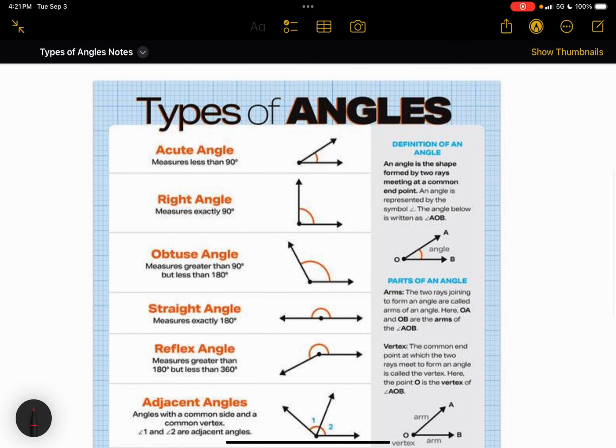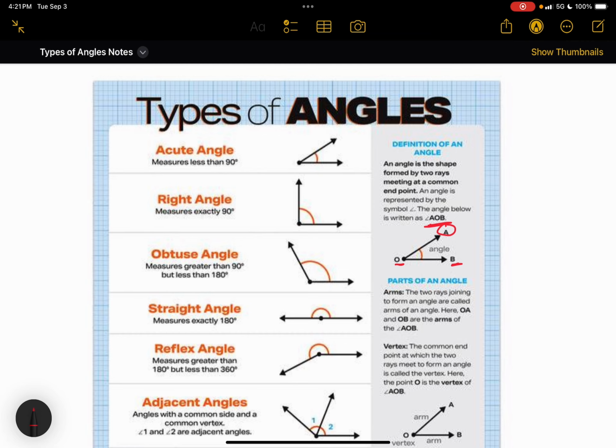So the definition of an angle is the shape formed by two rays meeting at a common endpoint. Please take note of how we write angles. So we start with an endpoint right there. We go down to the vertex and then back out to the other endpoint. That is how we name angles.